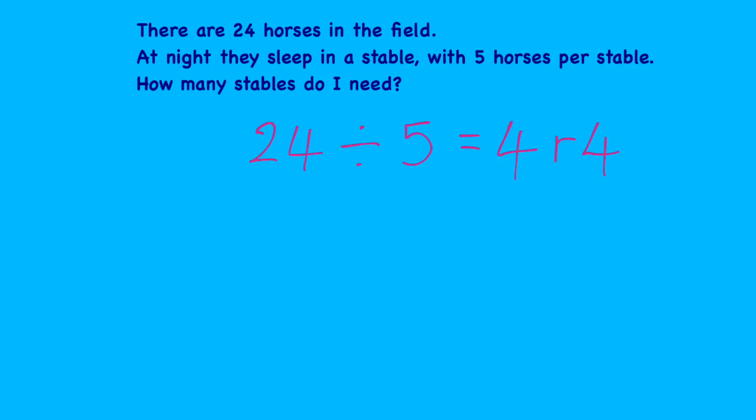Now, because I can't leave these poor four horses that are left over without somewhere to sleep, that means that my answer is I need to round up. So instead of four barns, I need five barns. I need to round up to the next whole number, which is five, and that means that all my horses have somewhere to sleep. So the answer is five.